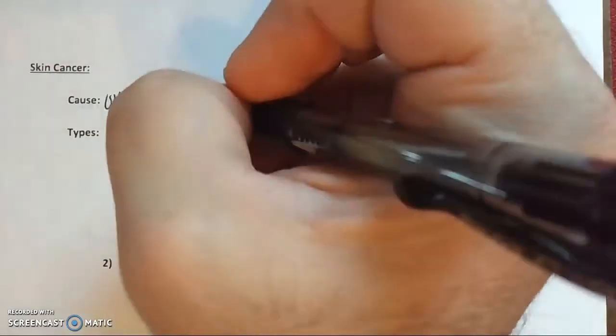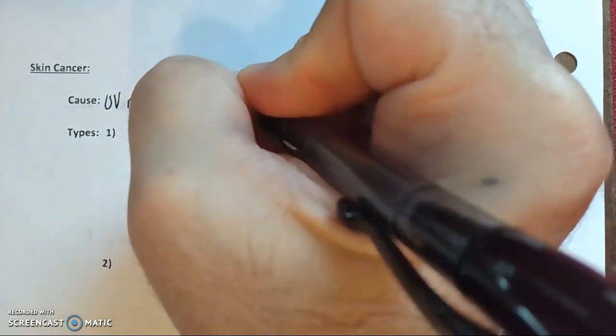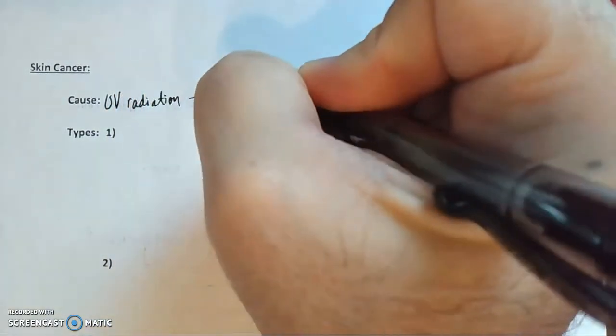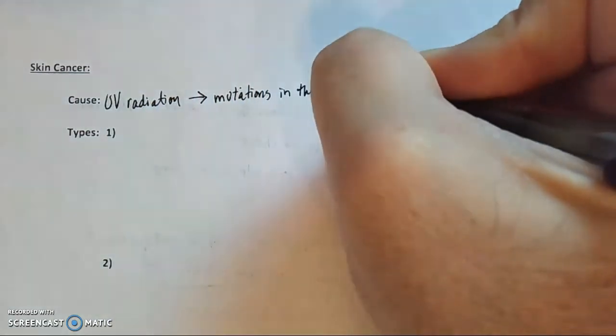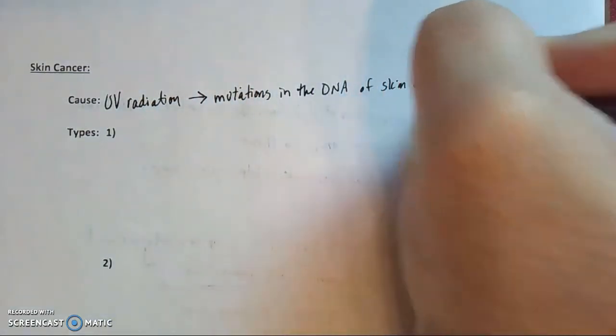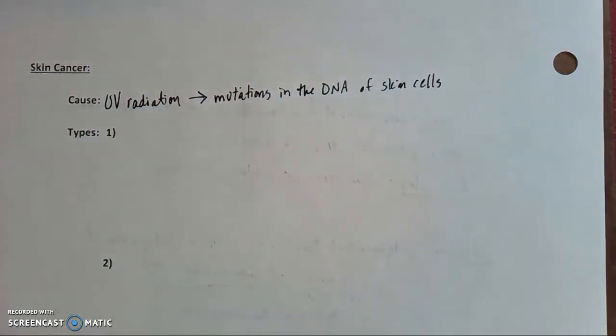And this is something that in the past decade or so has been on the increase, especially with younger people. And the cause of this is ultraviolet radiation from the sun or from tanning beds. And what the UV radiation does is it causes mutations in the DNA of skin cells. And depending on which skin cells are going to be mutated tells us a different type of skin cancer that we have. So the three most common types of skin cancer we're going to go over.